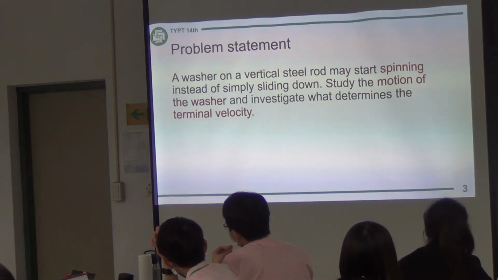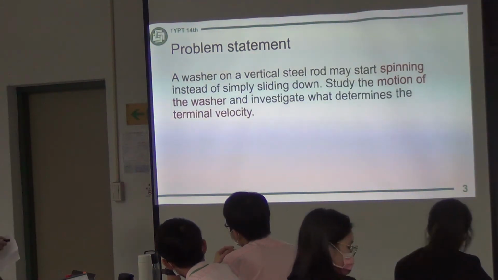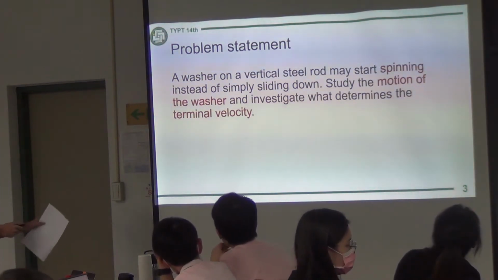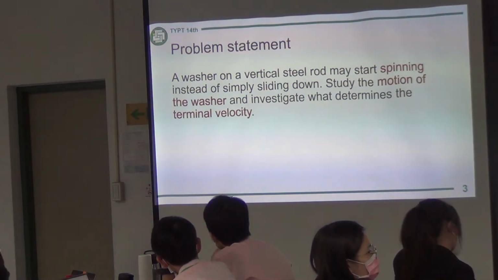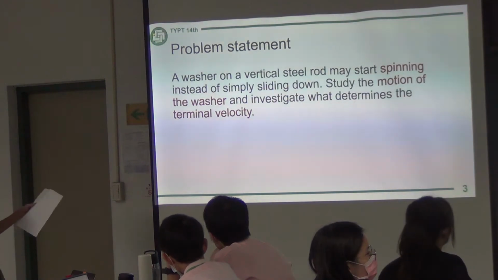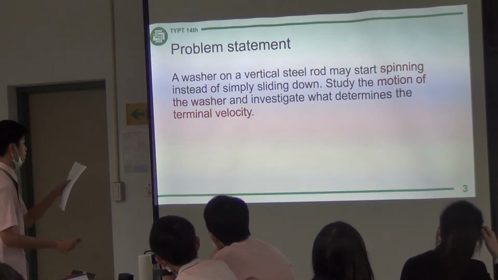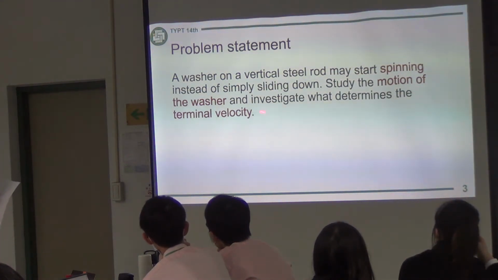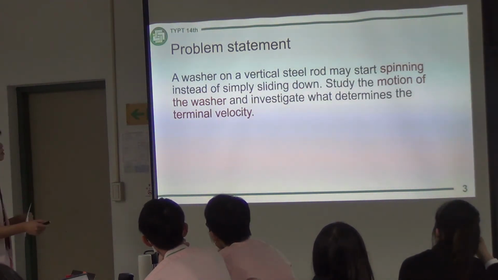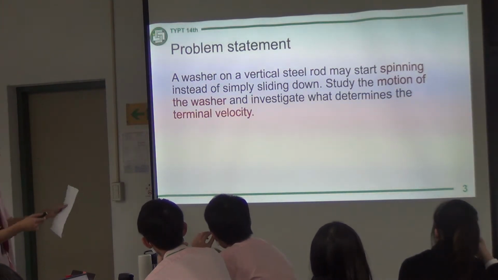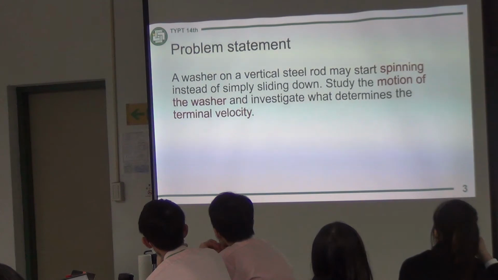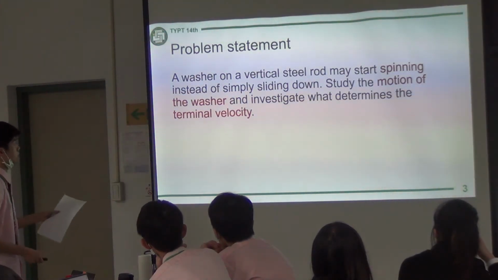So this is the problem statement. A washer on a vertical steel rod may start spinning instead of simply sliding down. Study the motion of the washer and investigate what determines the terminal velocity. So we will place emphasis on analyzing the spinning motion and also study the motion of the washer, which I will separate into 3 kinds of motion later, and also investigate what parameters determine the terminal velocity.